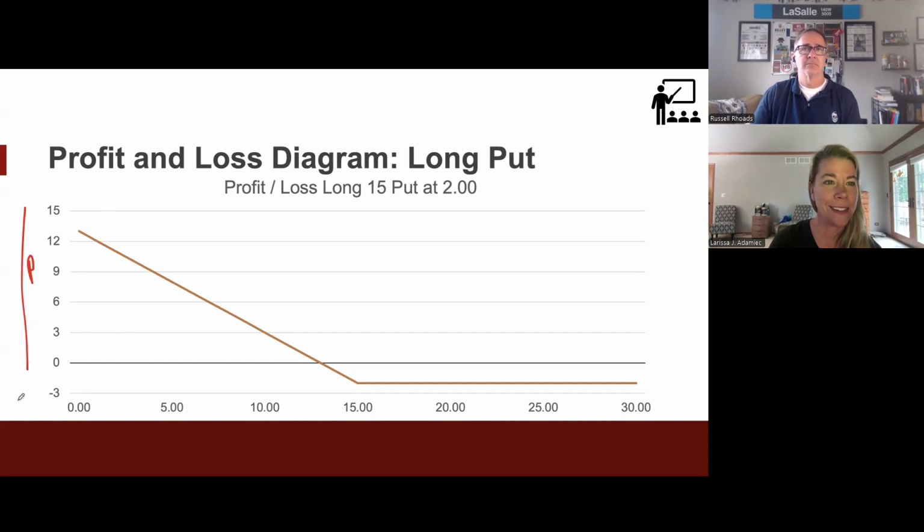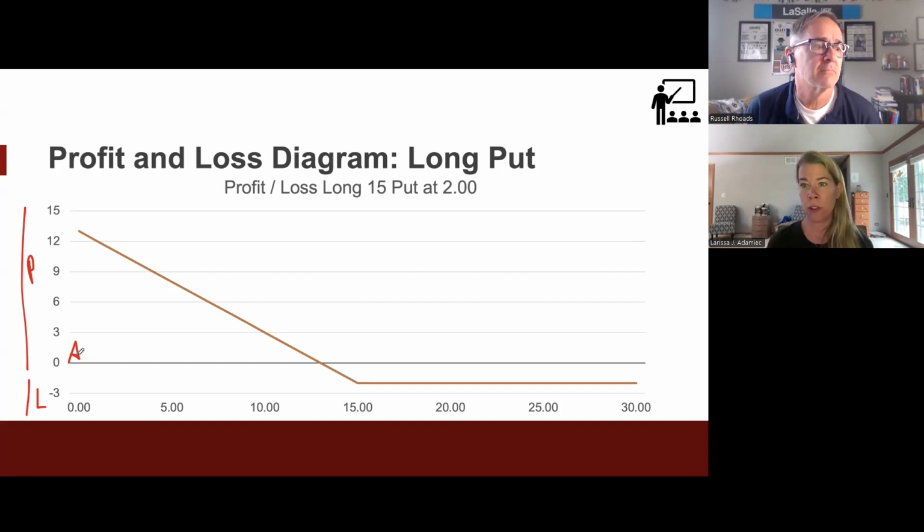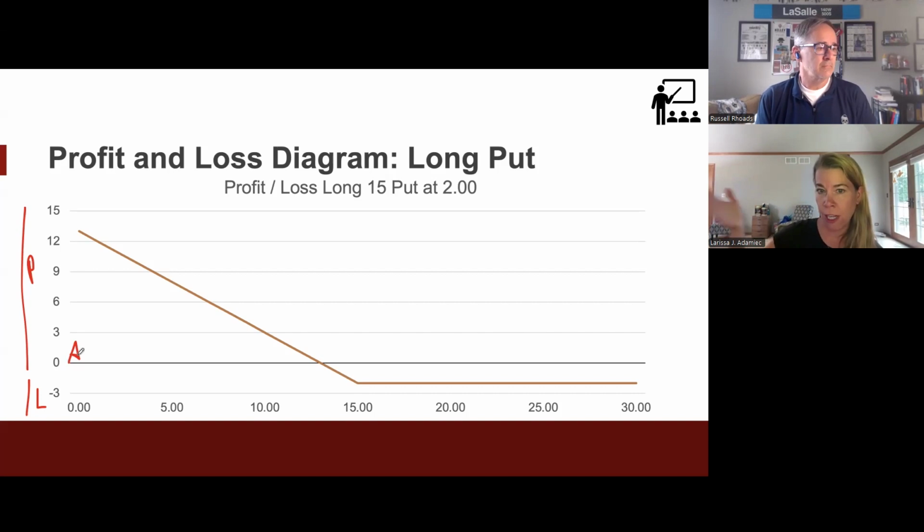Our long put, profits, loss, asset value. And again, here we're looking at the profitability increasing as the asset value decreases. So this person has the right to sell at the strike price, and that strike price is 15. So if the underlying is trading at 30, we would rather sell at 30 as opposed to 15. But if the underlying is trading at 5, we'd rather sell at 15 than at 5.